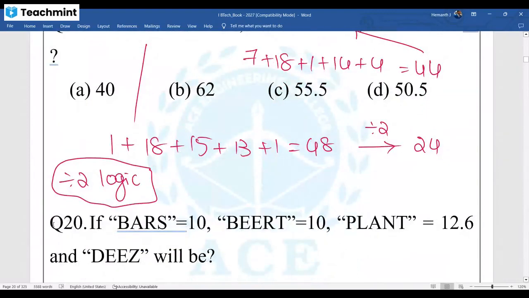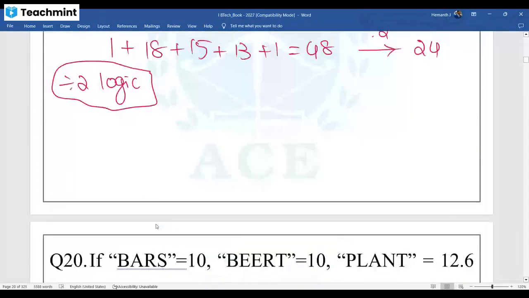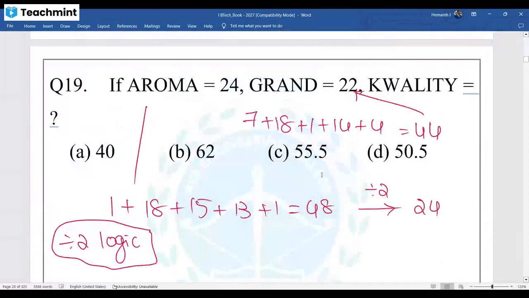Quality, I hope you know it will give 101. K value 11, W 23, A 1, L 12, I 9, T 20, Y 25. If you go with all, we'll get 101. But your answer should be 101 divided by 2. Do that, assign those values. We'll get 101 divided by 2, which is 50.5. Assign those values, and you get the divide by 2 logic. Clear?